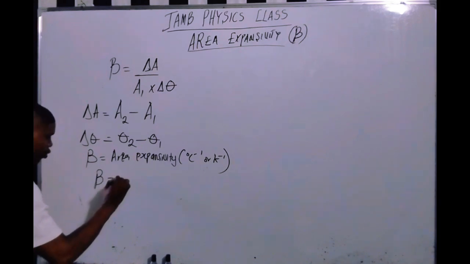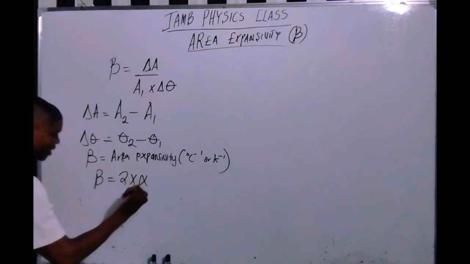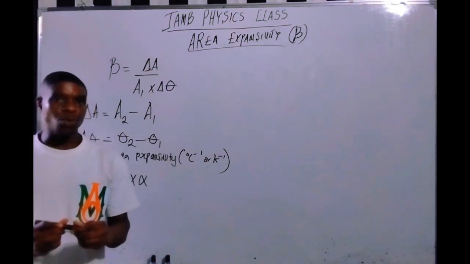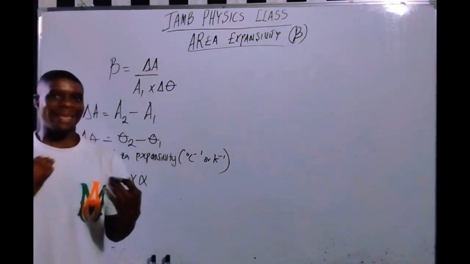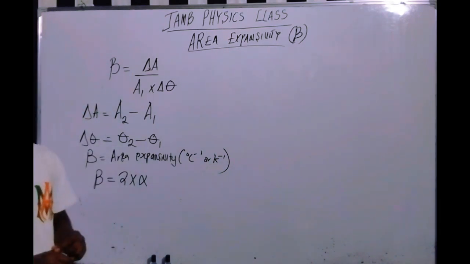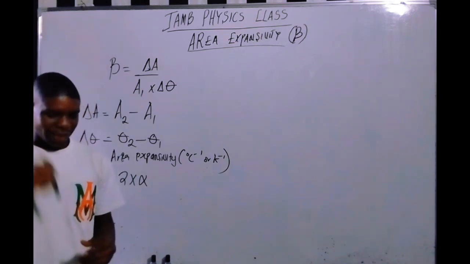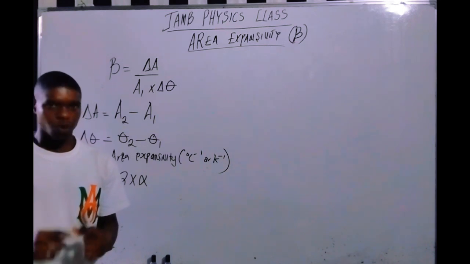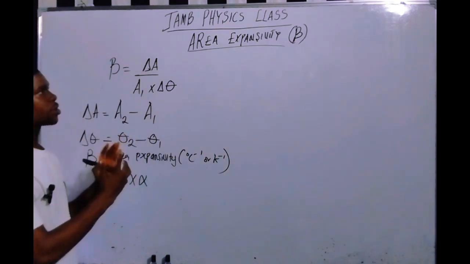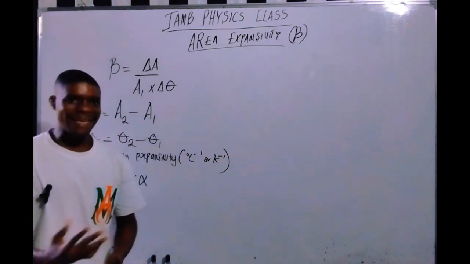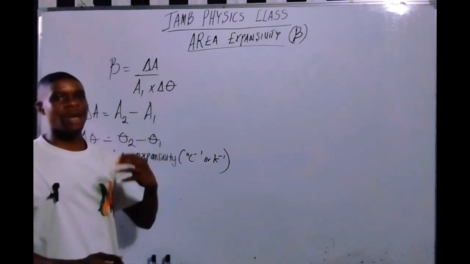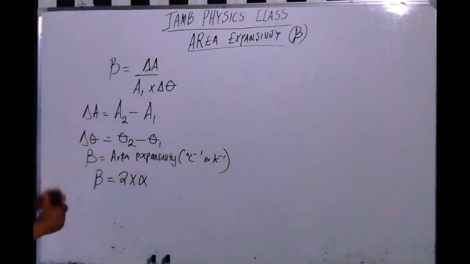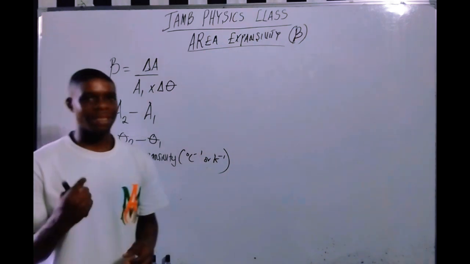Now, what you want to understand here is that the area expansivity is equal to 2 times the linear expansivity. If you have not watched my video on linear expansivity, please check out my complete video. It will be in the description below, or in the first comment. Go and watch that one because it's the first topic before area expansivity. After area expansivity, we still have cubic expansivity. So these are the things you need to know about area expansivity.